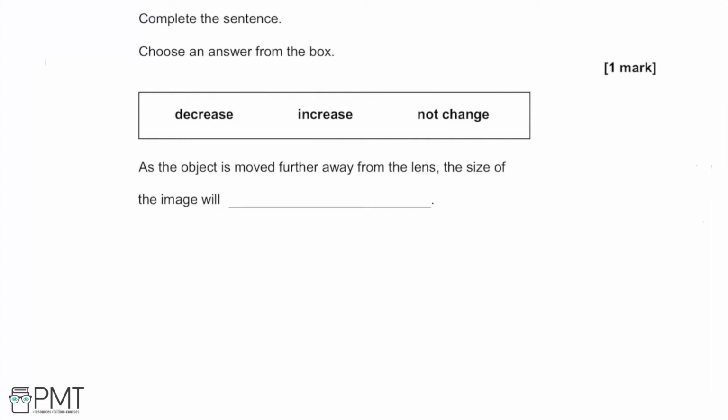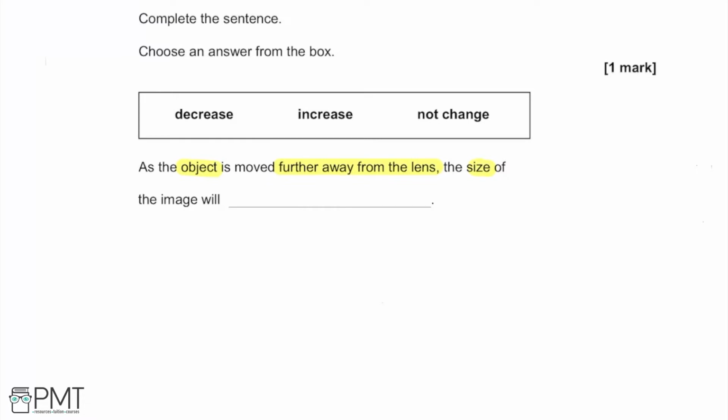So now in this part of the question, I'm asked to complete the sentence, and I'm asked to choose my answer from the box below. So we've got either decrease, increase, or not change. And then the sentence is, as the object is moved further away from the lens, the size of the image will. So it's going to either decrease, increase, or not change.